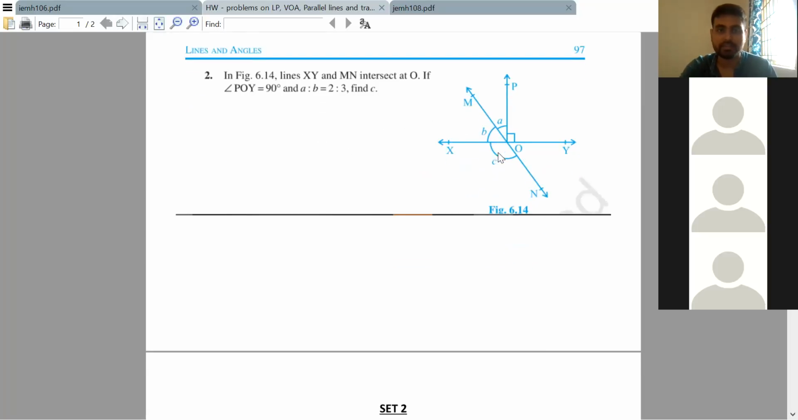The second question of this thing only. First, let me check the question. Lines XY and MN are intersecting. A is to B is in the ratio 2 is to 3. Find C. All right.